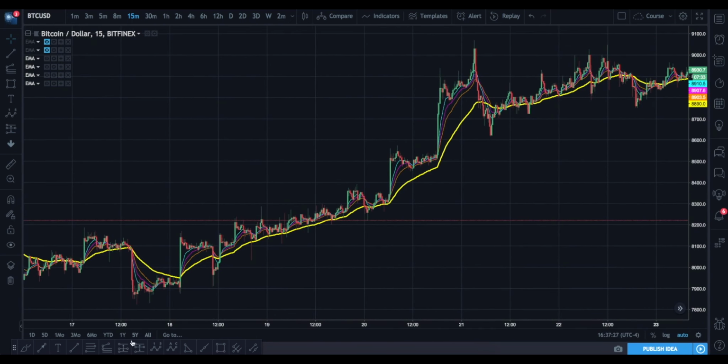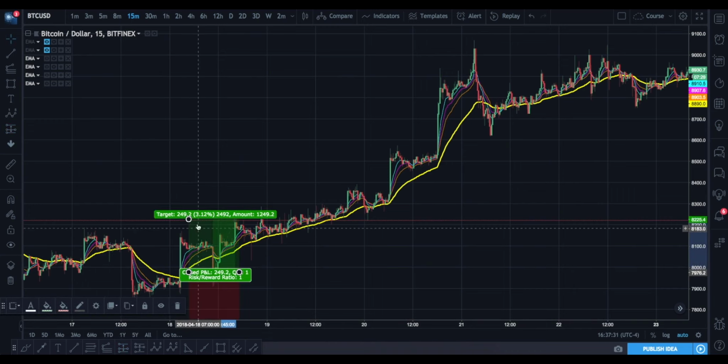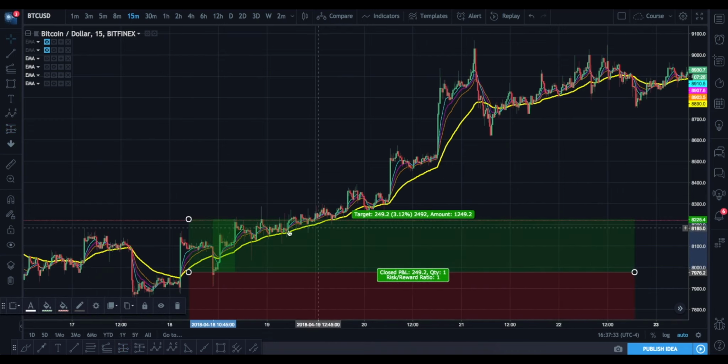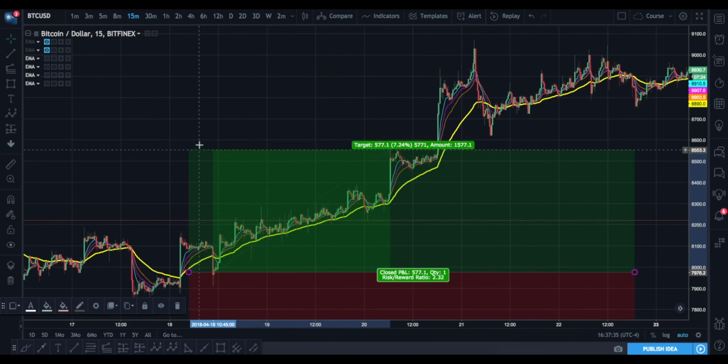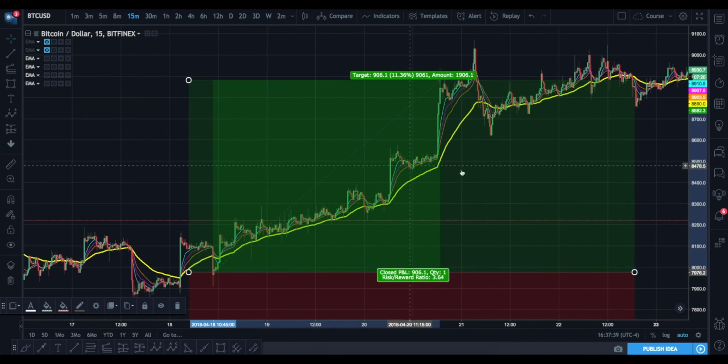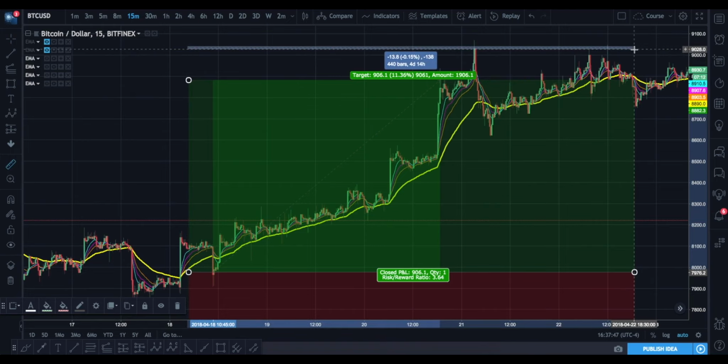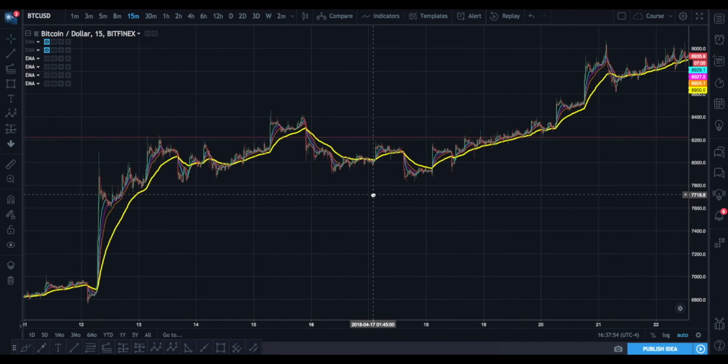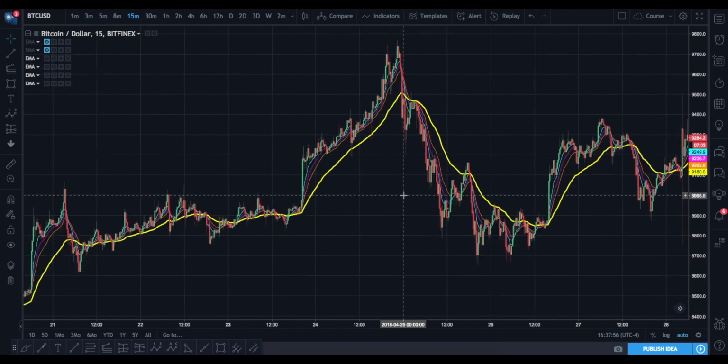So you would have opened a long right here, and you would have closed your long right there. So you'd have made yourself an 11% trade in a matter of 4 days. We haven't even caught a negative trade using this yet. Let's see if we can find one.